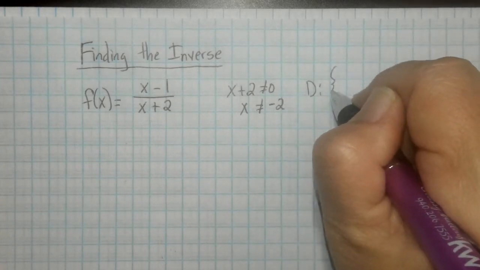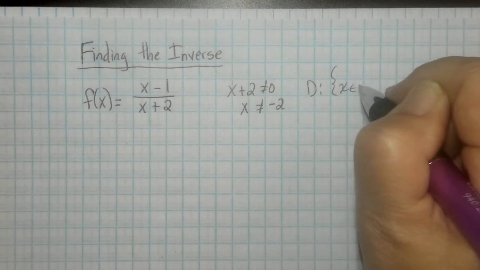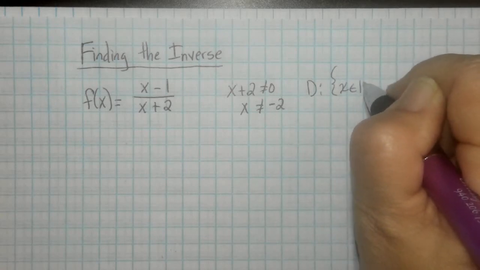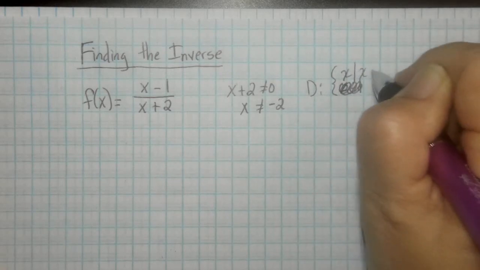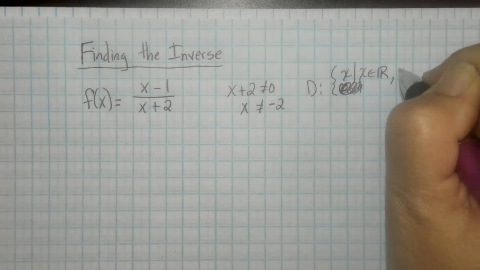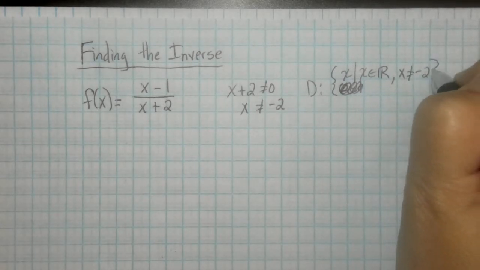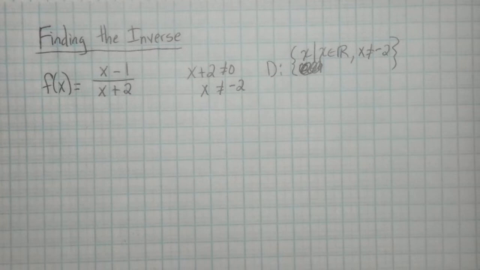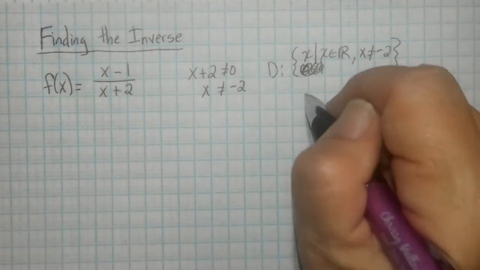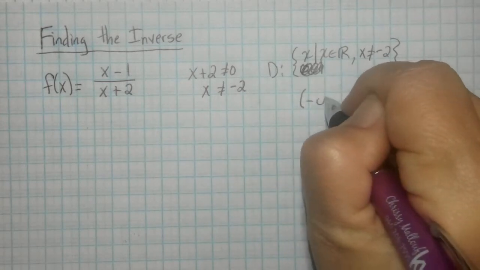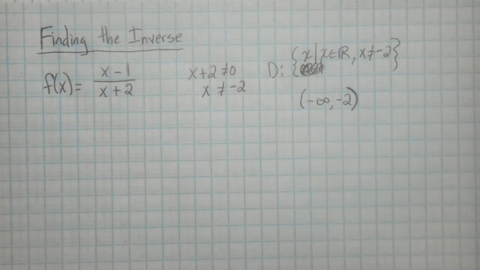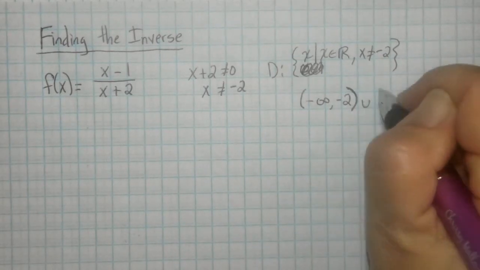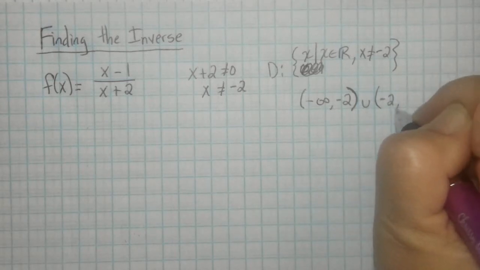Set notation: x such that, okay, my words and my writing is not going together. x such that x is an element of the real numbers and x does not equal -2. So that's set notation. But I can also write my domain in interval notation. I can say that my domain goes from -infinity to -2 with a parentheses, don't count the -2, and then union that with parentheses -2 to infinity.